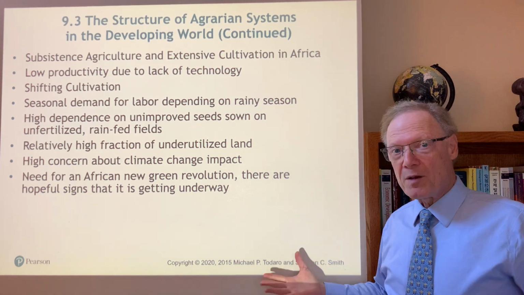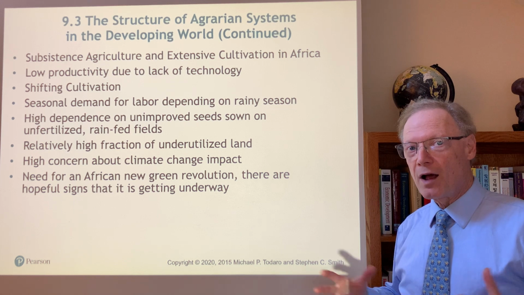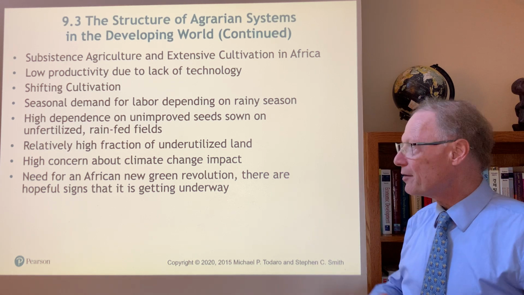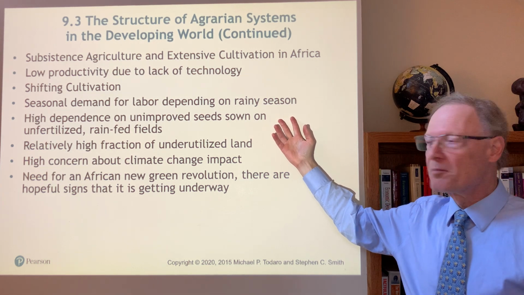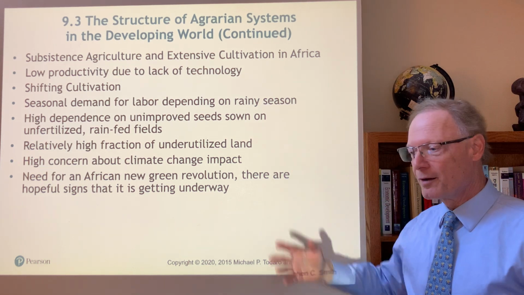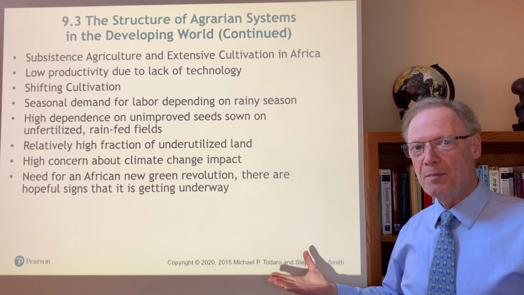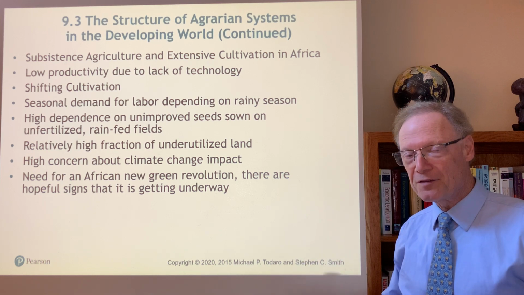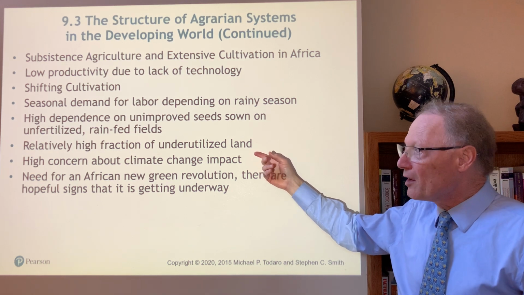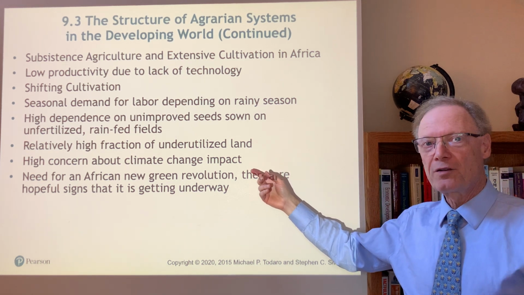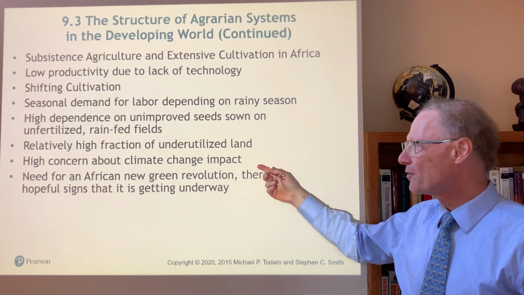In terms of the rapid population growth in Africa, that's not really nearly as common as it used to be. There's seasonal demand for labor. It depends upon the rainy season. In some countries, there's a major rainy season and a less rainy season, the big rains and small rains. There's still a relatively higher fraction of underutilized land, though this fraction is falling.